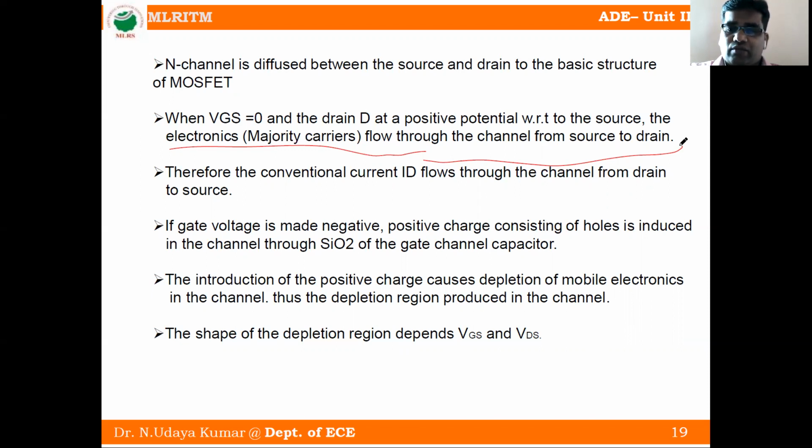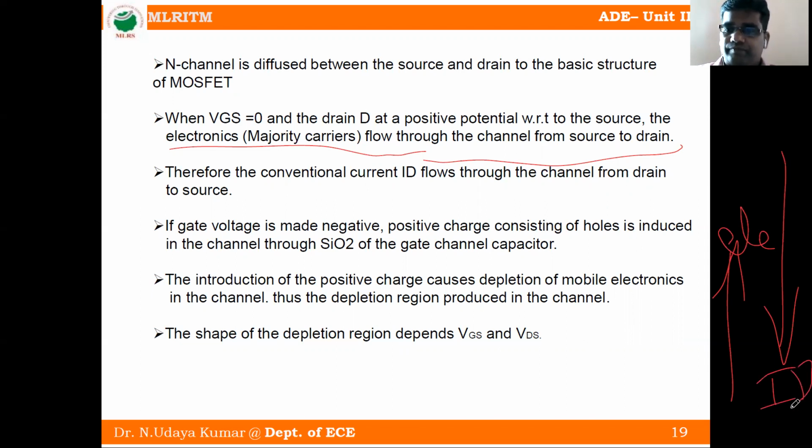Whenever the electron movement is opposite, the current direction is reverse. So this is the ID current. Electrons move from source to drain, and current moves from drain to source. That current we call the drain current.